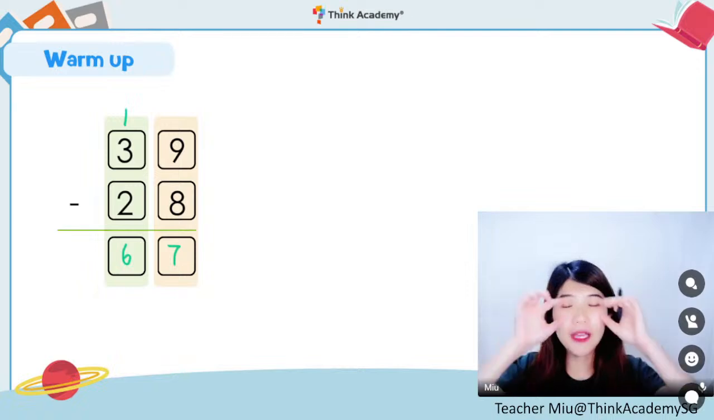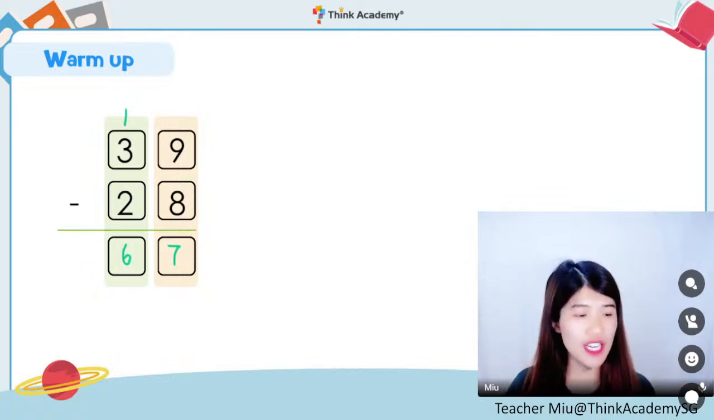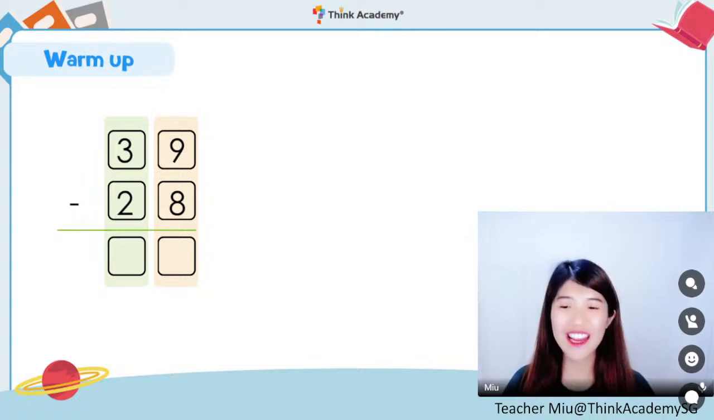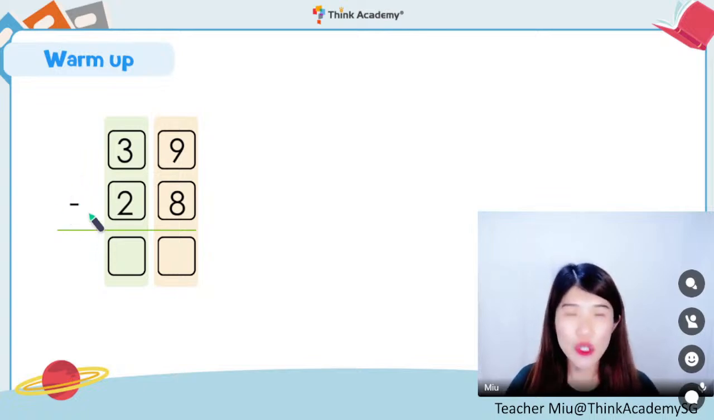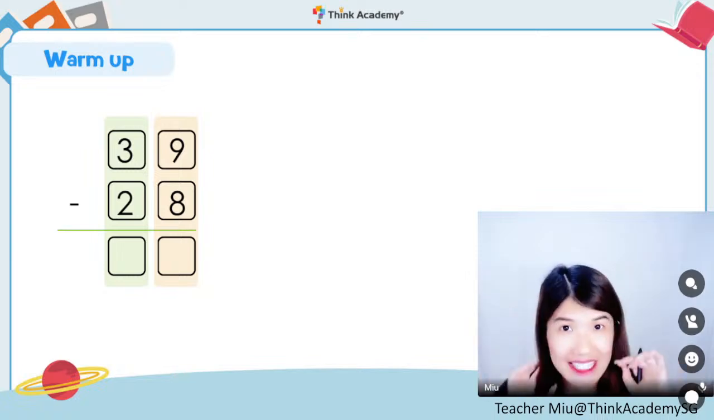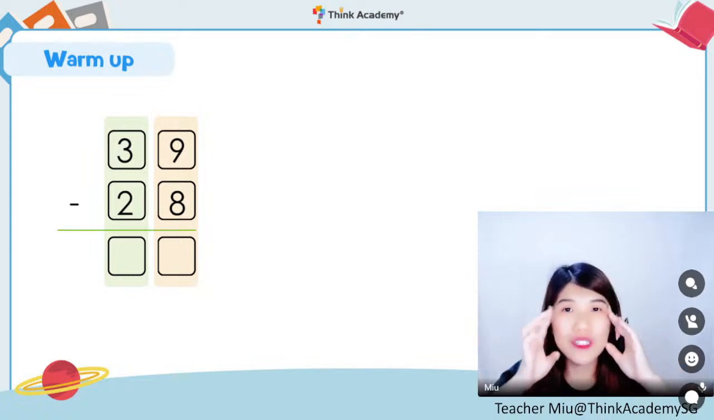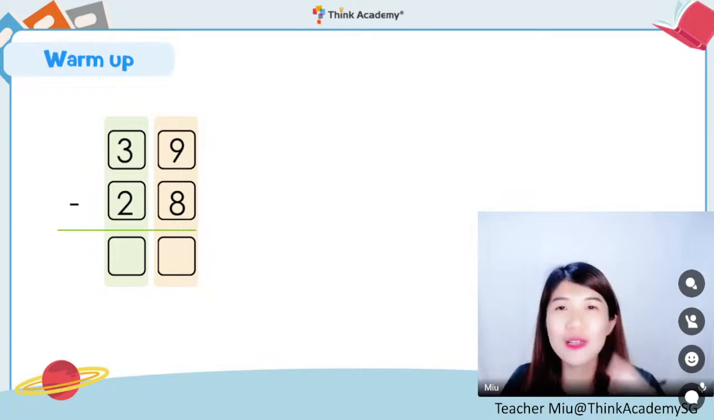Open your big eyes. For this question, we are doing what? You are doing minus. Great. It's a minus. So when you're doing the competition, you also need to open your big eyes. Try your best to notice the operators. Are you doing a plus or a minus?